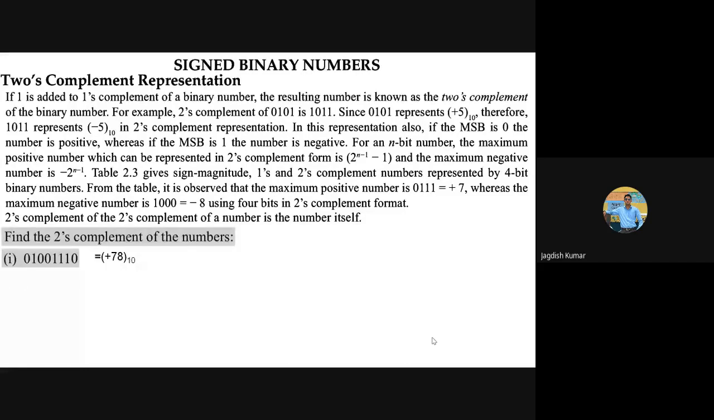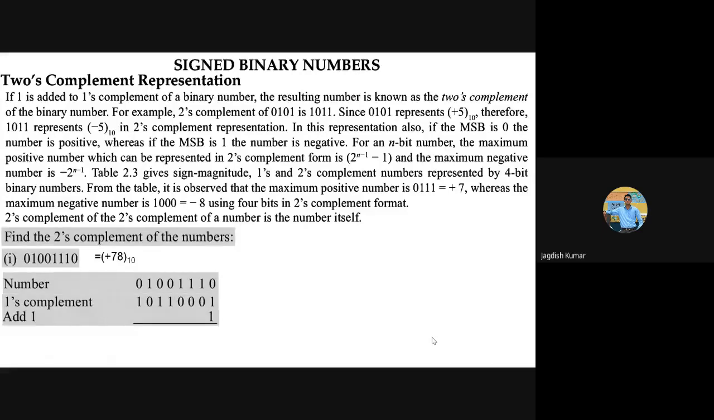Why plus 78? Because the first bit, the most significant bit on the leftmost side, is 0, so it is a positive number. Now this should be 78, correct? Now how to get 2's complement? This is the number, and this is the 1's complement of this number. You just have to change every 0 to 1 and every 1 to 0.